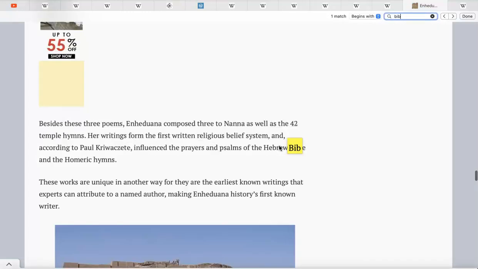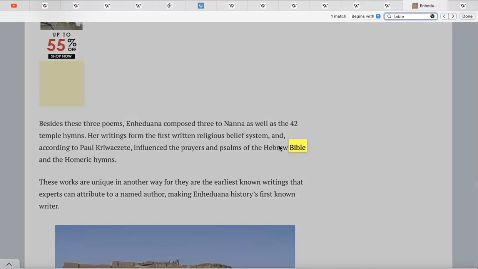There's a reason that I clicked on this. One match. Bible. Besides these three poems, Enheduanna composed three to Nanna as well as the 42 temple hymns. Okay, cool. Her writings form the first written religious belief system. And according to Paul Kriwaczek, let's hope I pronounce that correctly, Paul, we'll just call him Paul. According to Paul, it influenced the prayers and psalms of the Hebrew Bible and the Homeric hymns.